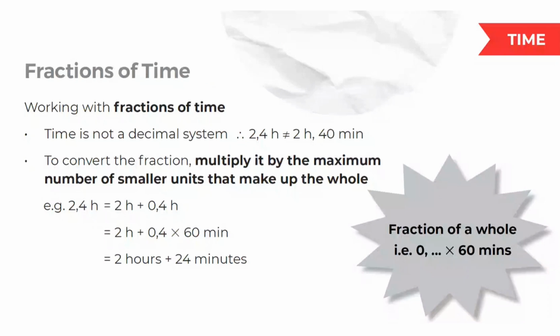Next one, fractions of time. So learners often think that time is a decimal system. So 2,4 is 2 hours and 40 minutes. I'm sure that you have seen that time and time again. So we need to make sure that our learners know that we're working with fractions of a whole. And again, to have those conversions at their fingertips.